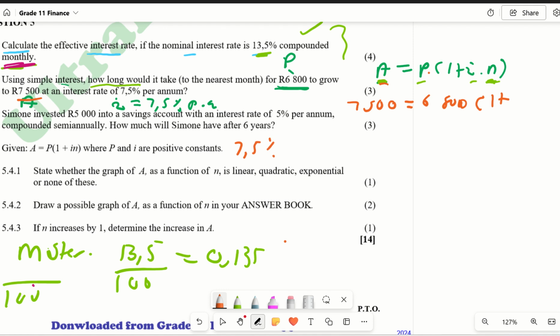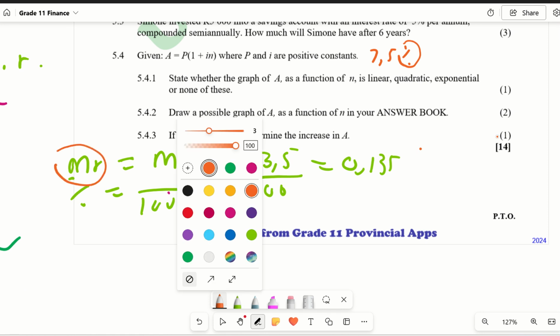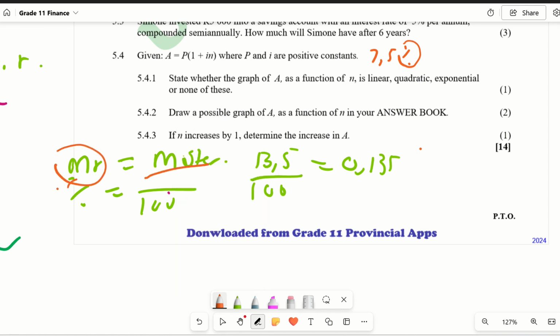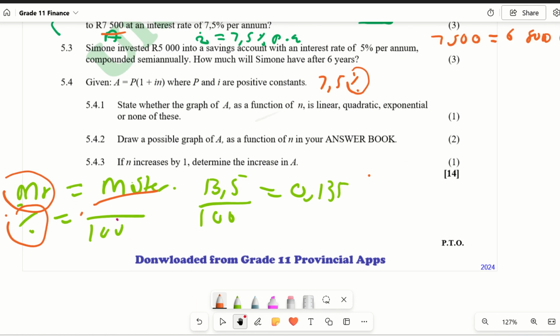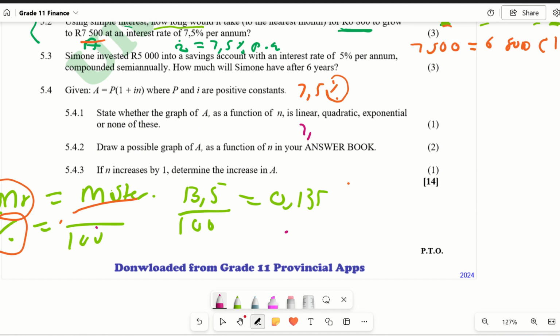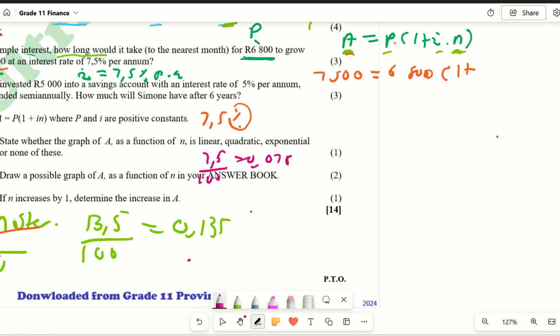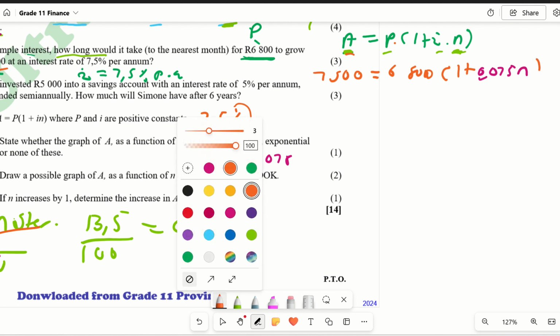Since you know that percentage means over 100, like we said in English, Mr. means Mr., in maths this thing percentage means over 100. So 7.5% is the same as 7.5 over 100, which is 0.075. So it's 0.075 times n. You're looking for n, so just put the n there and close your bracket.